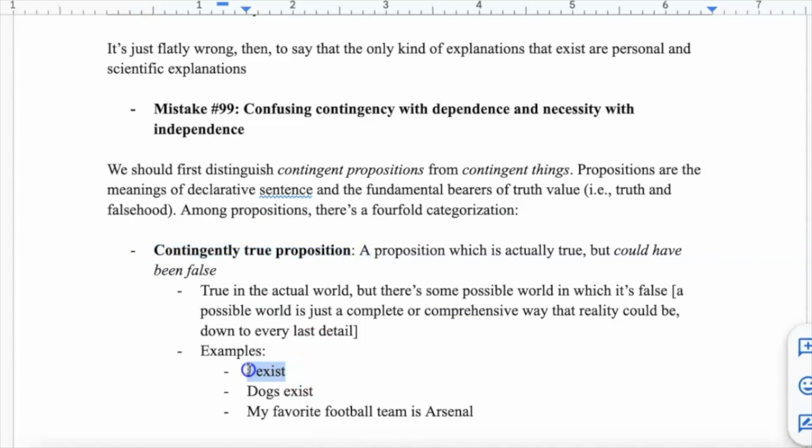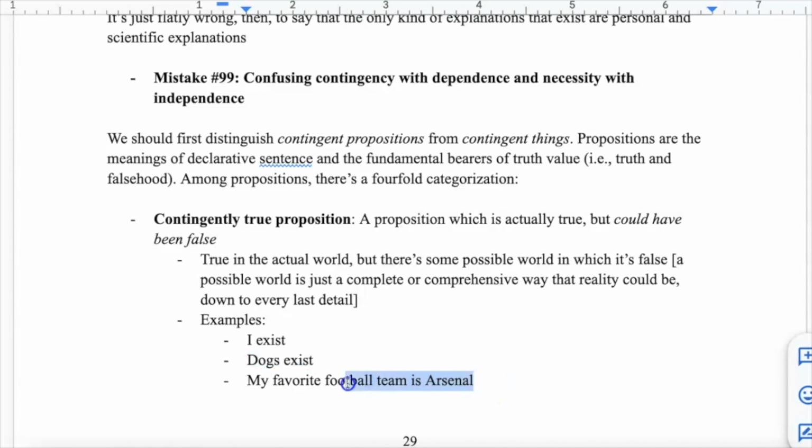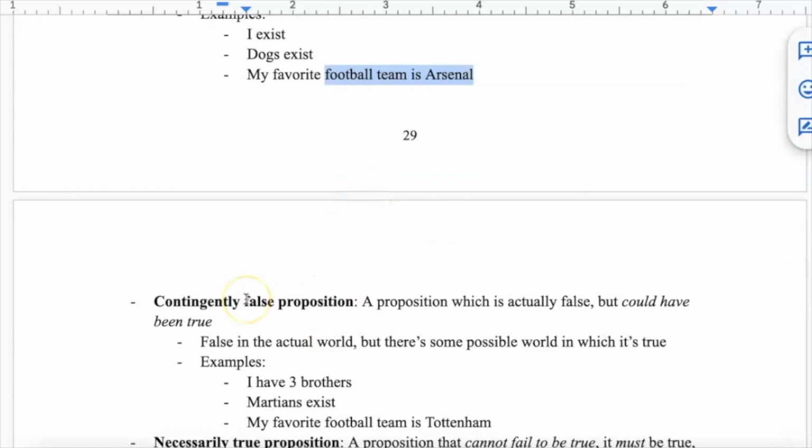Here's some examples of contingently true propositions. I exist. That's true, but it's not necessarily true. I could have failed to exist. So this statement here is true, but it could have been false. Dogs exist. That's true, but it could have been false. There could have been no dogs. My favorite soccer or football team is Arsenal. Again, true, but it could have been false. So that's contingently true propositions.